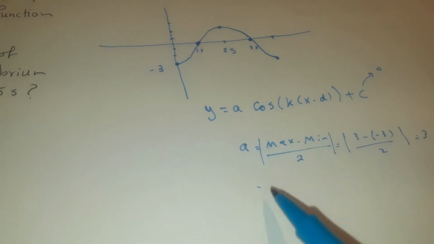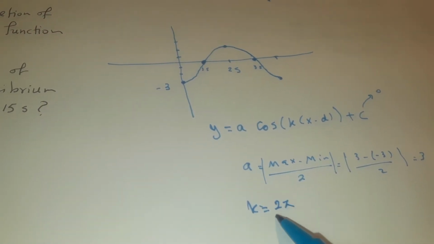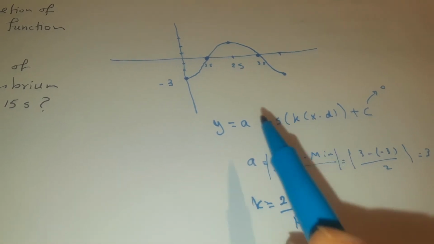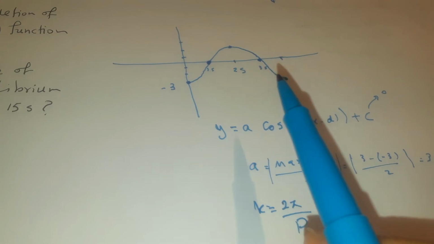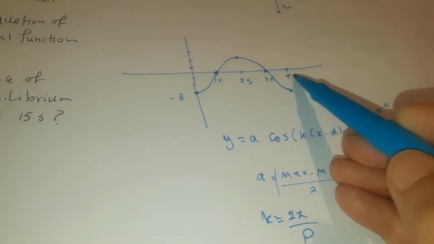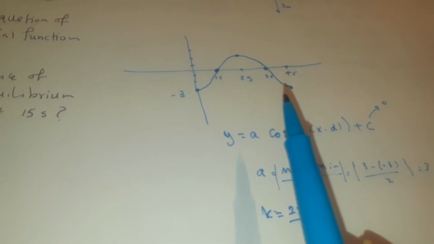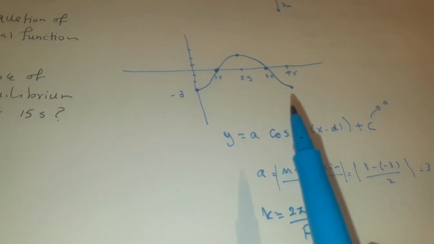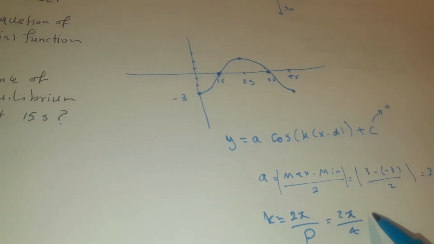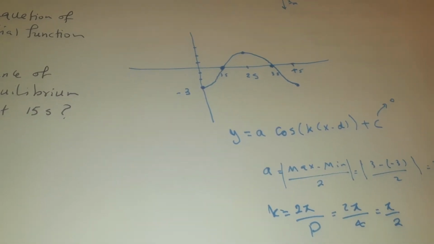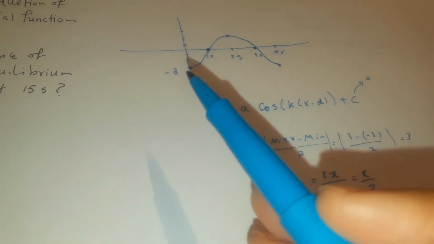Also, I need to find k. k is equal to 2 pi over the period. So what is the period of a function? The period is the length of a full cycle. The length of this full cycle is 4 seconds. True? So from minimum to minimum, or maximum to maximum, or any symmetrical point to another symmetrical point. This 2 pi over 4 is pi over 2. What else do I need? The phase shift. Phase shift here is 0.